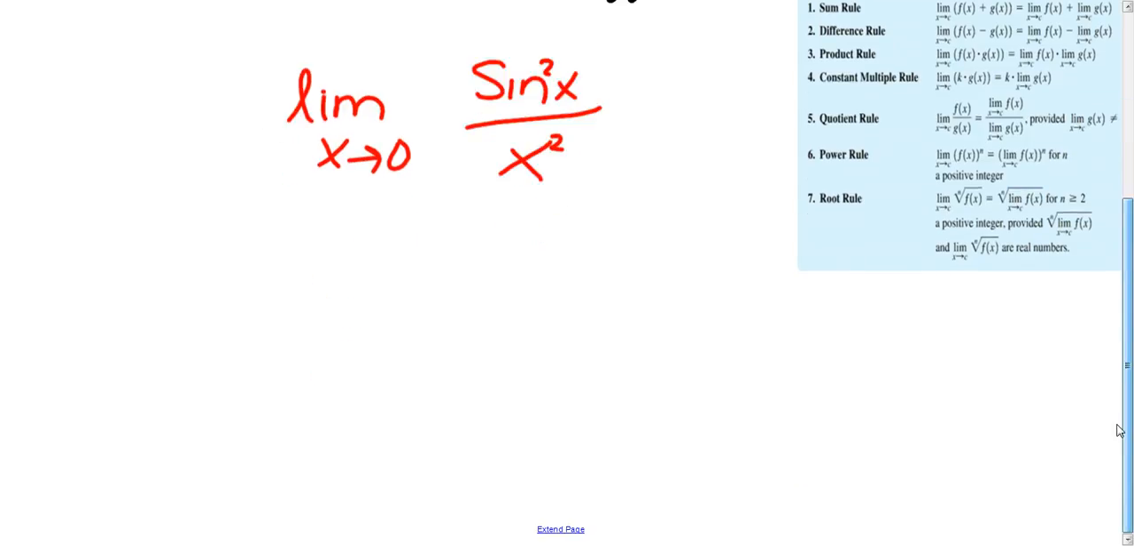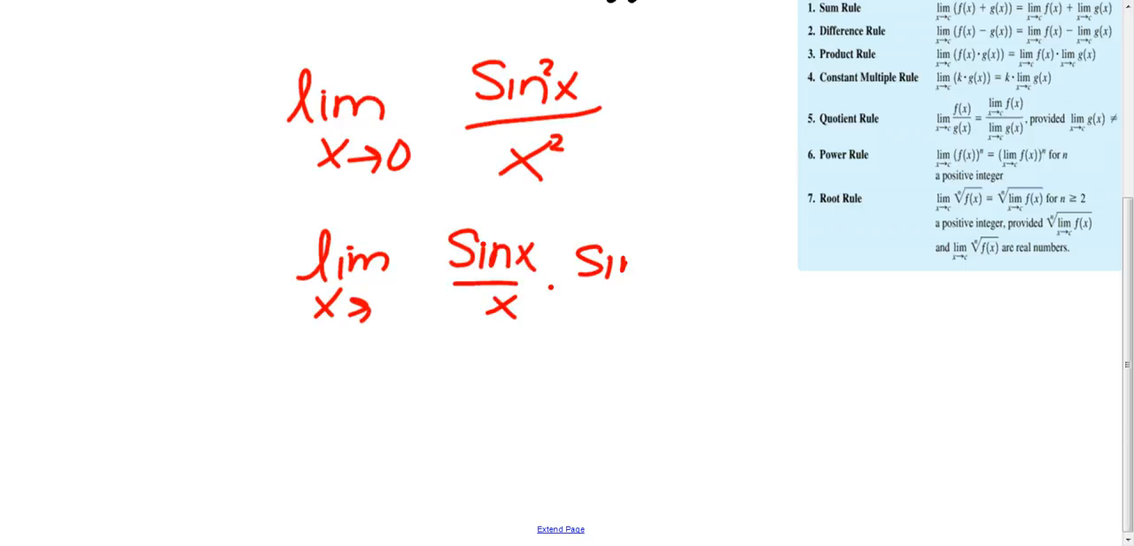And this is really, when you square something, it's really like multiplying it by itself. So this is really the same as sine x over x times sine x over x. Squaring something is really like multiplying it by itself.